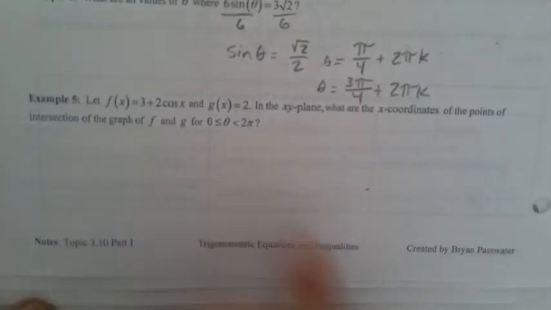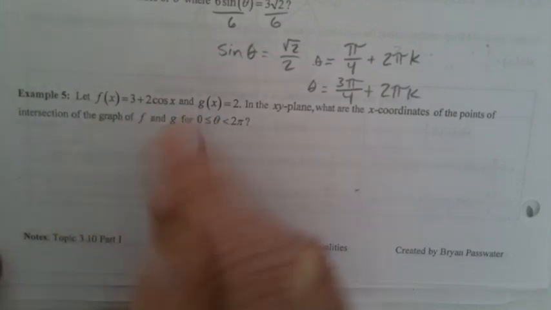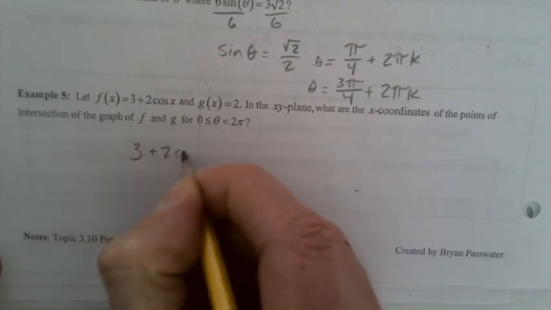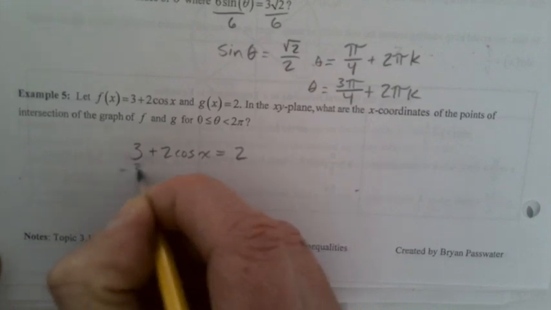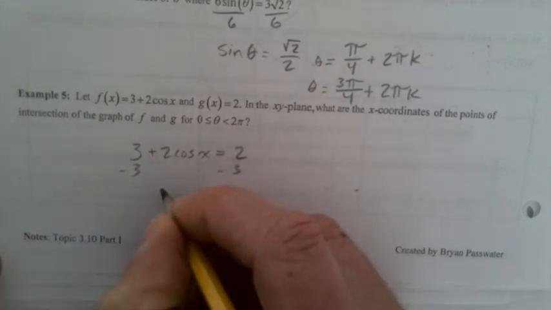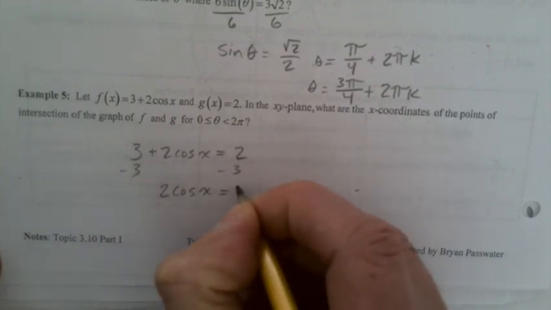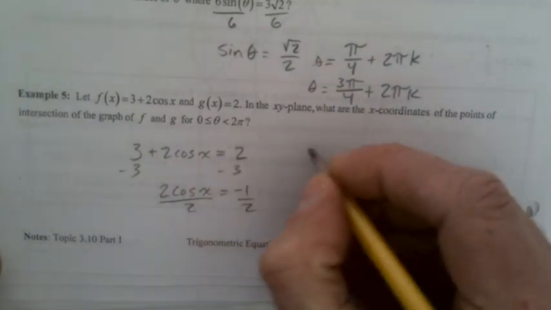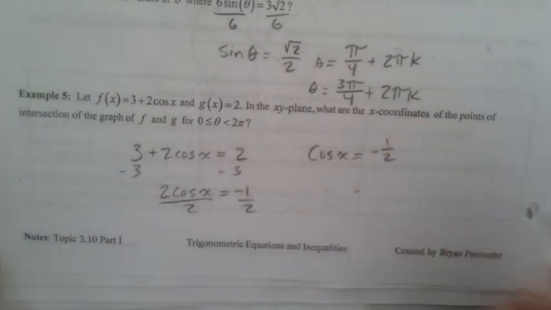Let's look at this one. It gets a little more complicated. Again, I want you to take these. Let's set it up. It says 3 plus 2 cosine x, and I'll set it equal to 2. I'm going to subtract the 3, right? Just like any other two-step equation, this is now -1. Then you divide, and I end up with cosine of x is equal to -1/2.